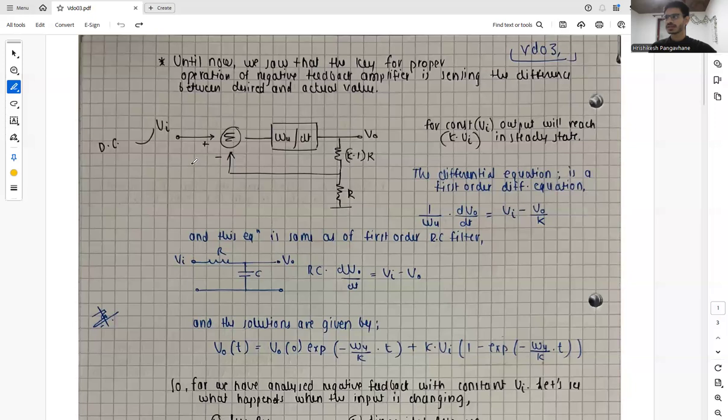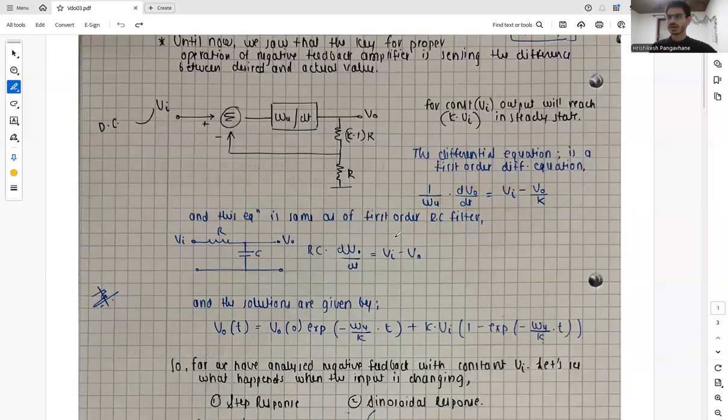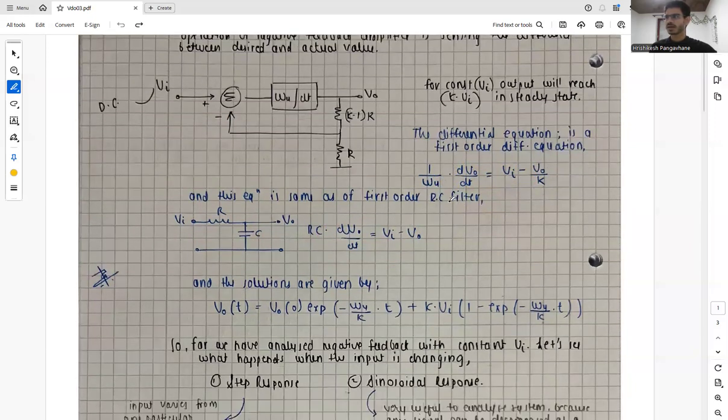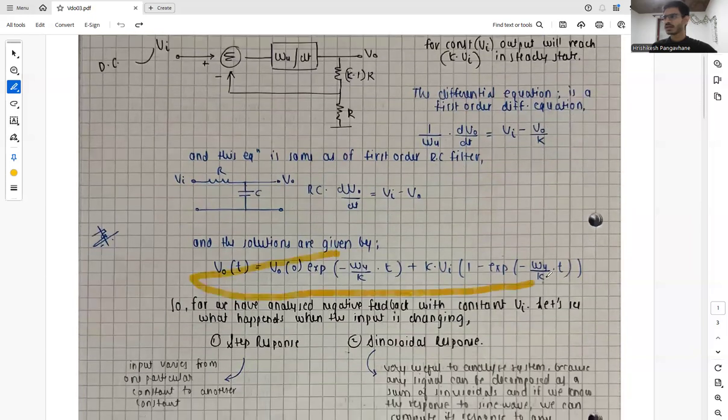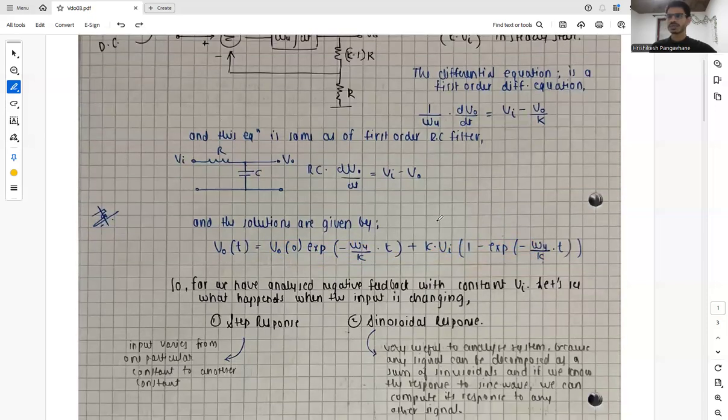So the differential equation is a first order differential equation we got in our previous video, and this equation is the same as that of a first order RC filter. If we see the circuit of that RC filter, the equation comes out to be this, and this equation is similar to this. So the solution given by this equation has two parts, and we discussed the solution to this equation in the previous video.